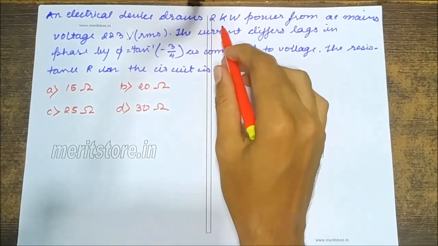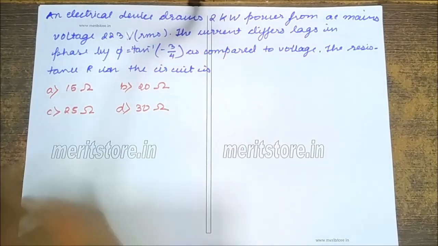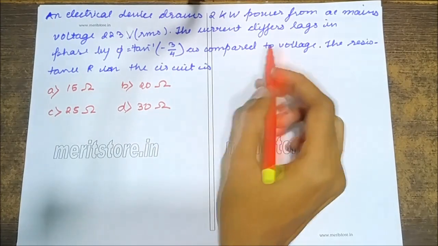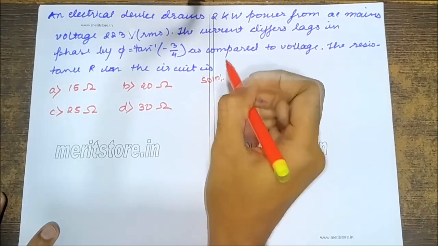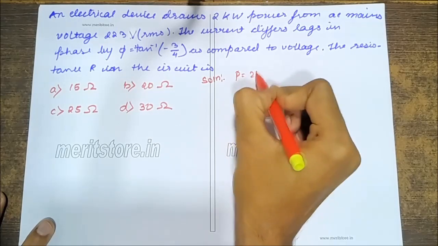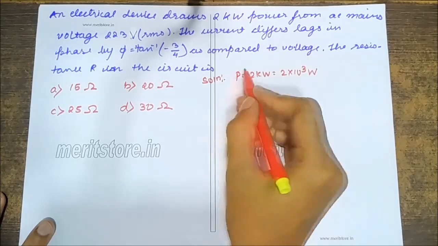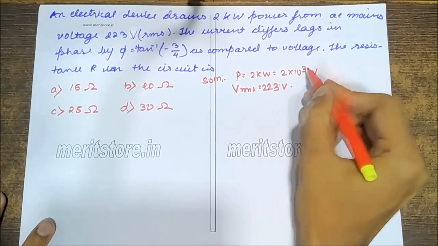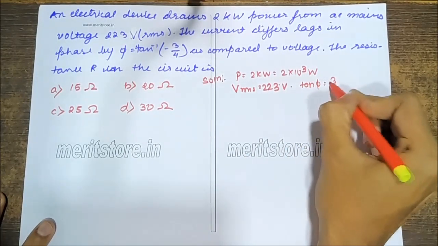An electrical device draws 2 kilowatt power from the mains voltage of 223 volts. The current lags in phase by phi equals tan inverse of minus 3 by 4 as compared to the voltage. The resistance in the circuit is. So here we need to find the resistance, given as 15 ohms, 20 ohms, 25 ohms or 30 ohms. The power given is 2 kilowatts, that will be 2 into 10 raised to 3 watts. The VRMS is given to be 223 volts, and phi is tan inverse, tan phi being minus 3 by 4.